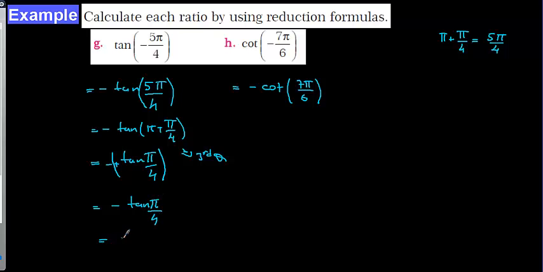That's equal to minus tangent pi over 4, where pi is equal to 180, 180 over 4 is equal to 45. Tangent 45 is equal to 1, so the result is minus 1.